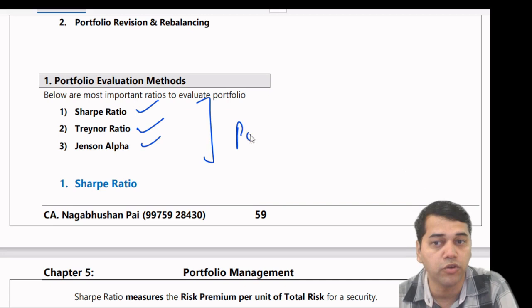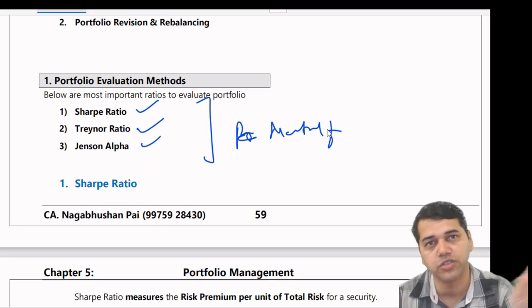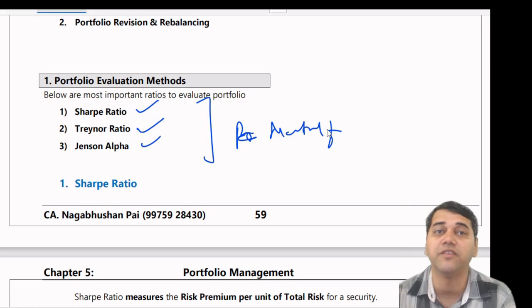Because there is one question in portfolio management, what I have done is shift this question from this chapter to mutual funds, because all these ratios, how to use them and to find out the missing figures and all, we will work out there.